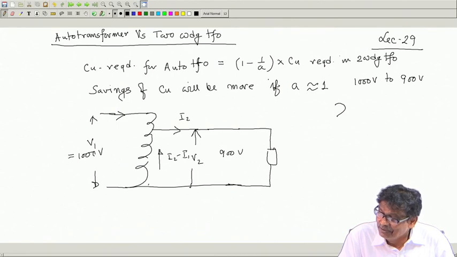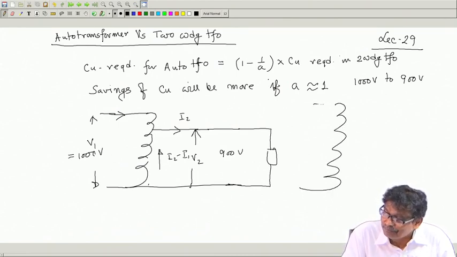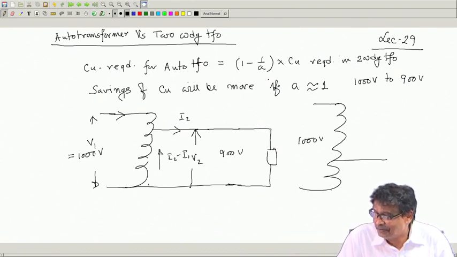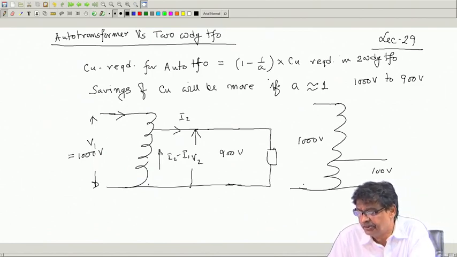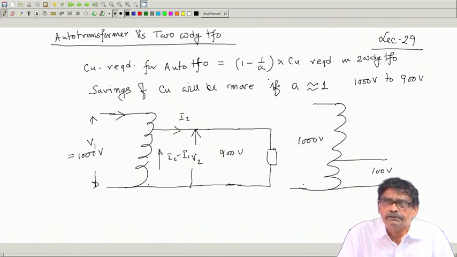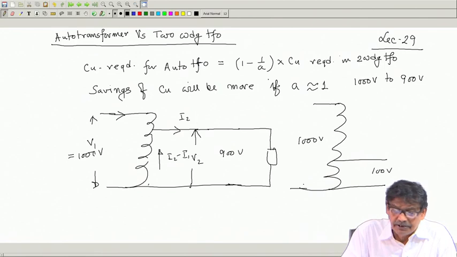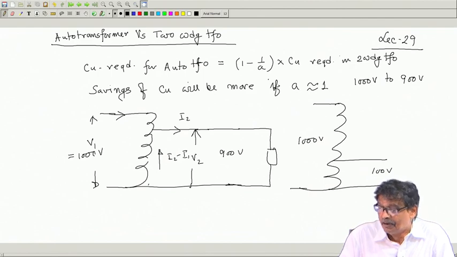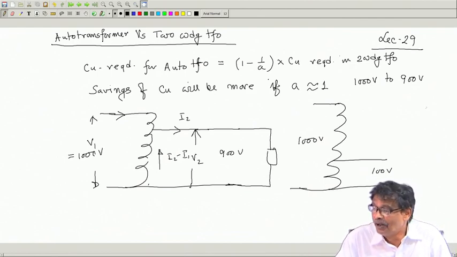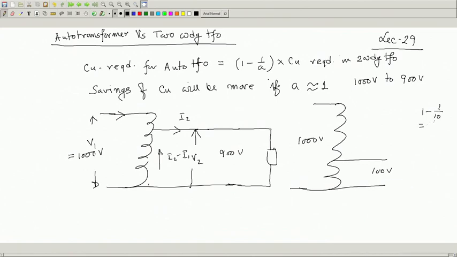but imagine I am using an auto transformer, 1000 volt to say 100 volt. I want to get 100 volt here, and I have decided I will use an auto transformer. Now, first of all, in this case, this ratio being too high, savings of copper will be there compared to a 2-winding transformer, but savings of copper compared to this configuration will be much less, because a is here 10. So, 1 minus 1 by 10. So, it will be 0.9 only.